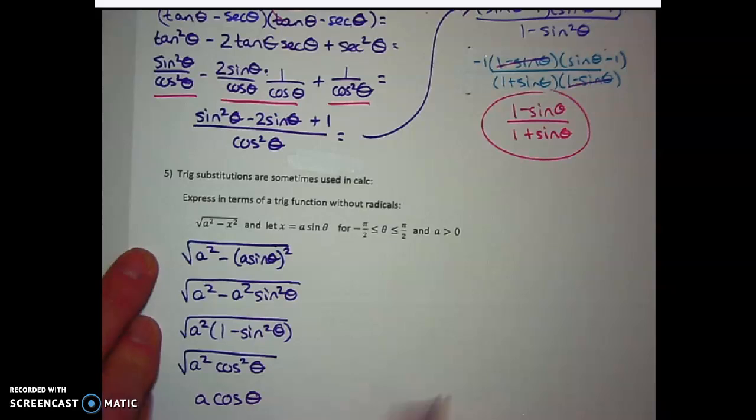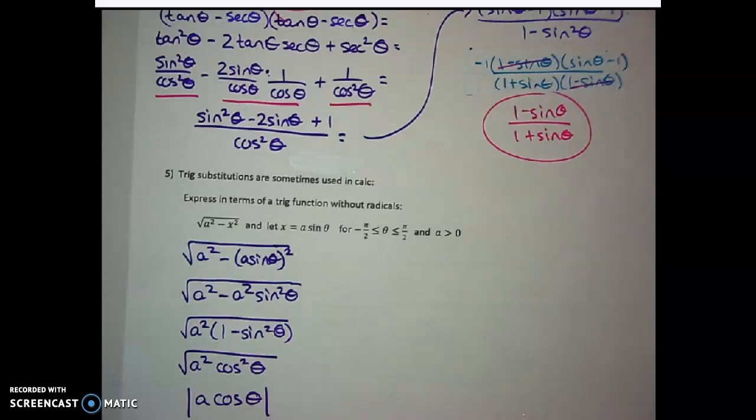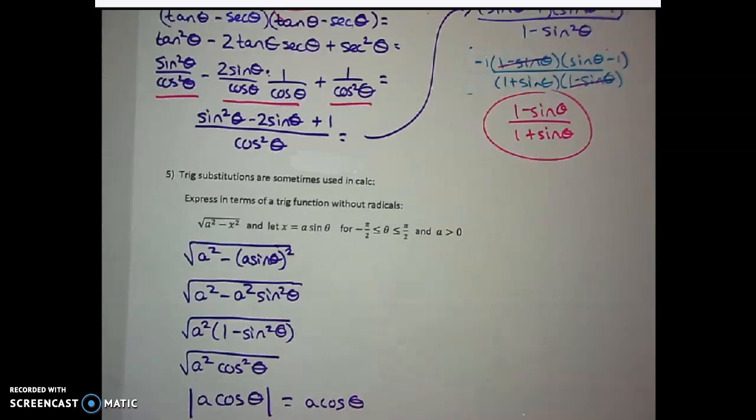cosine of theta. And normally, when you take something out of the square root, you would need absolute value bars around it. We don't need absolute value bars around it in this case, because it's given that a is greater than 0, and if theta has to be between negative pi over 2 and positive pi over 2, then cosine will also be positive. So there we've just transformed that radical of a squared minus x squared into a trig function with no radicals.